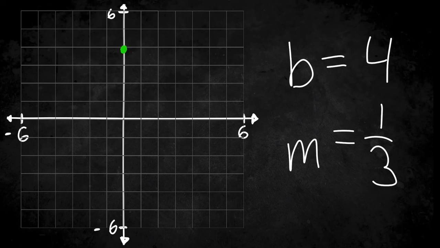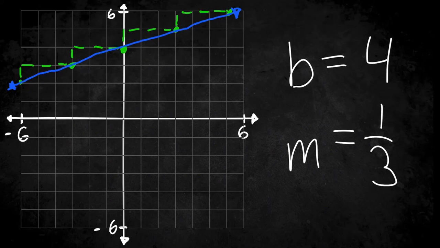And now we draw the slope, which is 1/3. So we rise 1, run 3, rise 1, run 3. Do it here again. Run 3, go down 1, run 3, and go down 1. So we now can draw the line, and we have graphed the equation y equals 1/3 x plus 4.